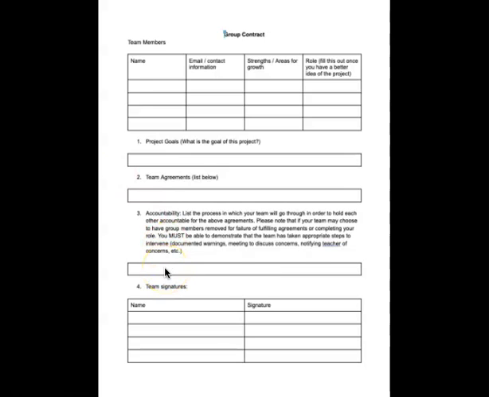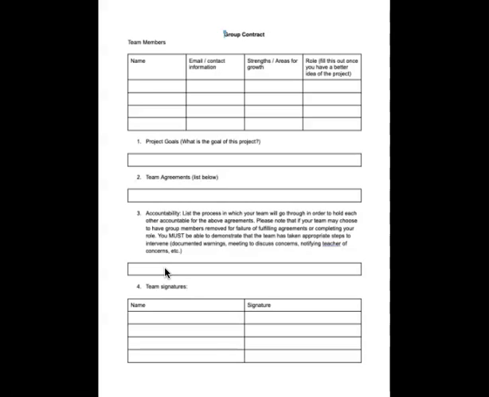Number 3, accountability. You're going to list the process in which your team will go through in order to hold each other accountable. Please note the individuals may be removed from your group for failure to follow through on agreements. If that is happening, the group must be able to demonstrate that the team has taken some appropriate steps to intervene. So documenting warnings like, hey, we haven't heard from you. You were supposed to be at a meeting. Send an email out. Document that meeting. Shoot me a blind carbon copied email of the email that you're sending to your partner trying to get them engaged again. You need to make me aware of any meetings that you have to discuss concerns amongst group members. And then you also need to notify me that there are concerns that are being addressed.